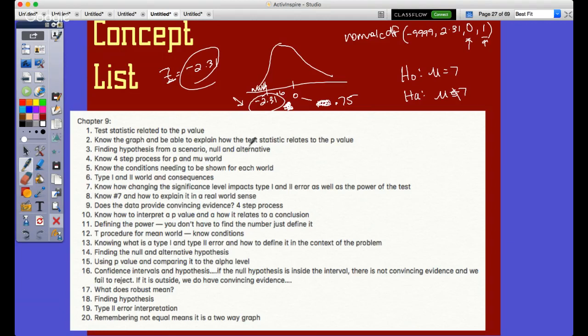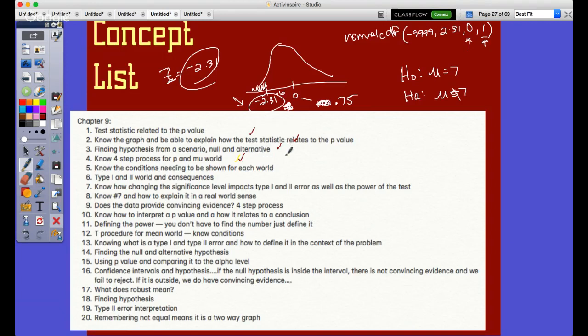Number 3, finding hypothesis from a scenario. We've been doing that quite a bit. Number 4, the 4-step process for p and mu world. Again, we've done that already, hitting that pretty hard throughout this process. Cool. A lot of these relate.